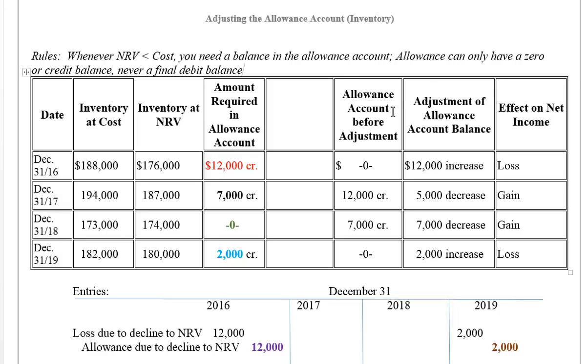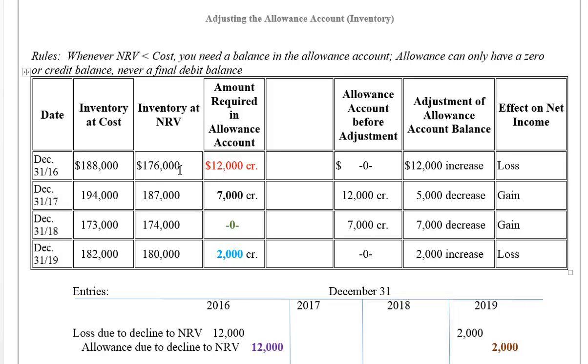So using those rules, when we look at each of these following 4 years here, the objective is to state the inventory at the lower of cost and net realizable value. To do that, we're going to make journal entries to adjust it to the lower of the two. And we're going to assume that we're using an allowance method, again using the indirect method.